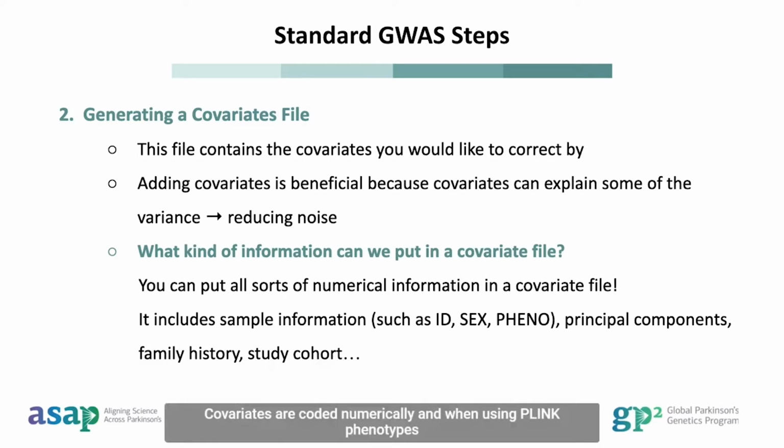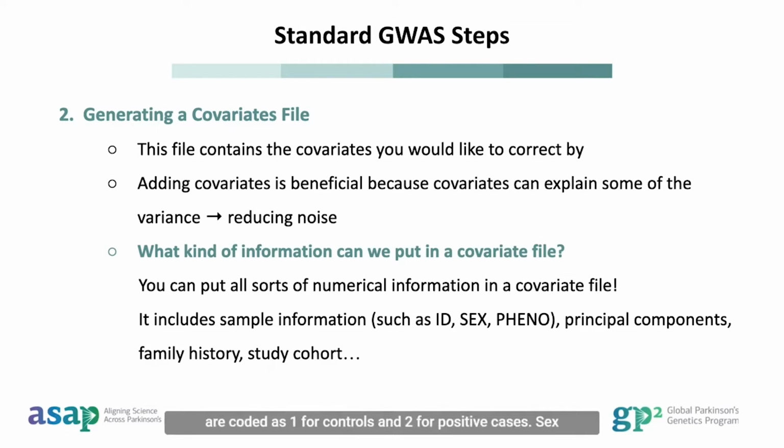Covariates are coded numerically, and when using PLINK, phenotypes are coded as 1 for controls and 2 for positive cases. Sex is coded as 1 for males and 2 for females.